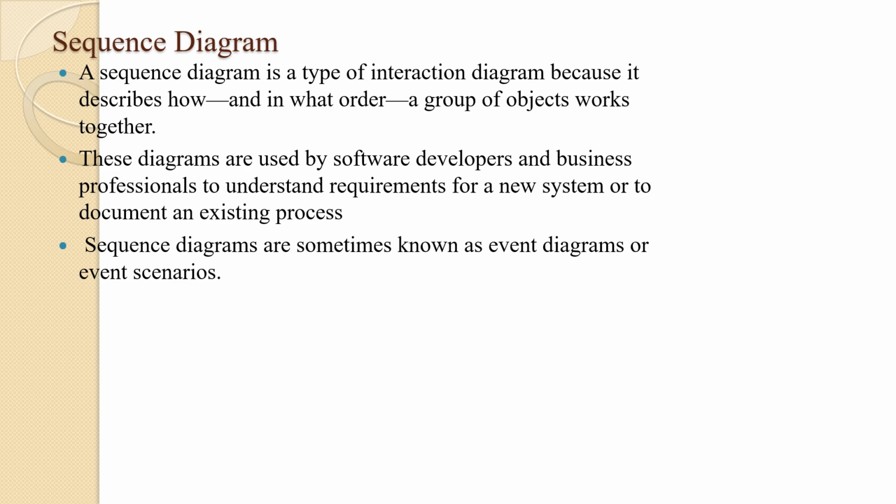So the steps to create a sequence diagram: first, identify the scenario, then determine the participants, define the messages, draw the lifelines, add the messages, and include the conditions and loops that will be followed in the sequence diagram. Sequence diagrams are sometimes known as event diagrams or event scenarios. This diagram is used to help software developers and business professionals understand the requirements of a new system or document an existing process.